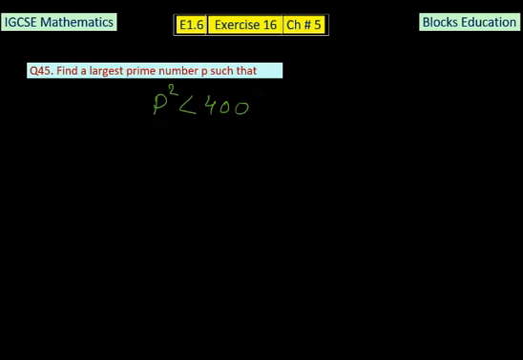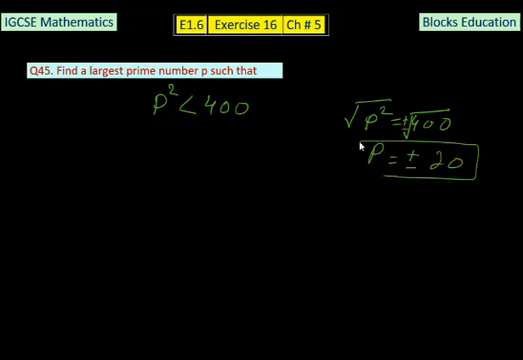In question number 45, it says find the largest prime number p such that p square is less than 400. For a moment, consider that instead of this inequality we have an equal sign, p square equals 400. So we take the square root on both sides, and the answer will be p equals plus minus 20, because whenever you take a square root it's a plus minus. Just keep this answer in mind, that p square is equal to 400.